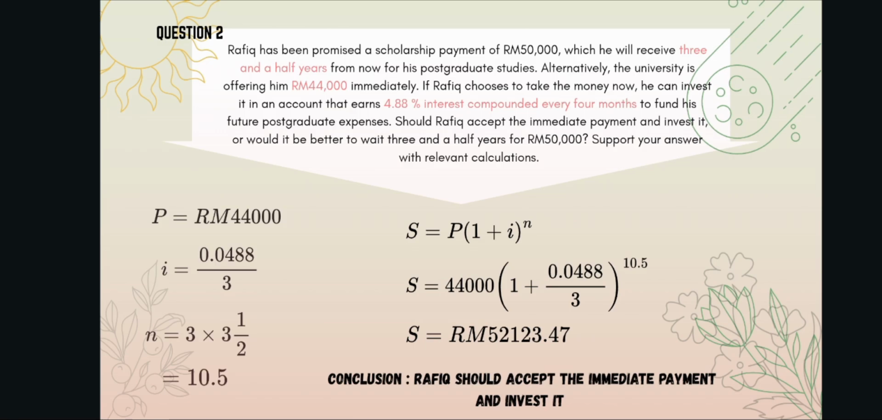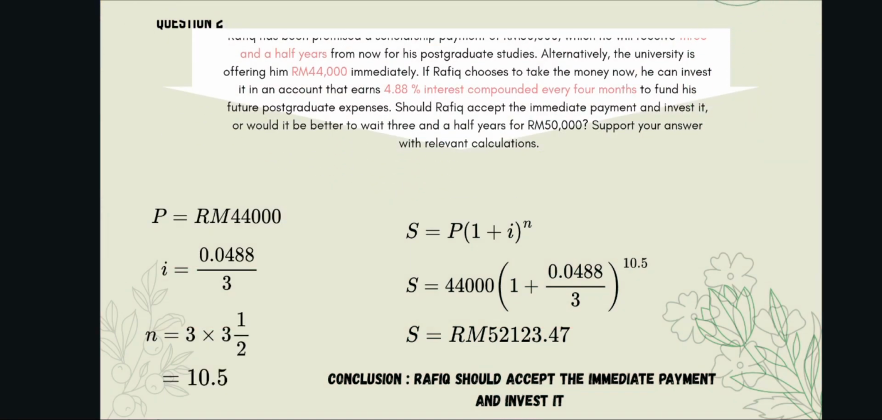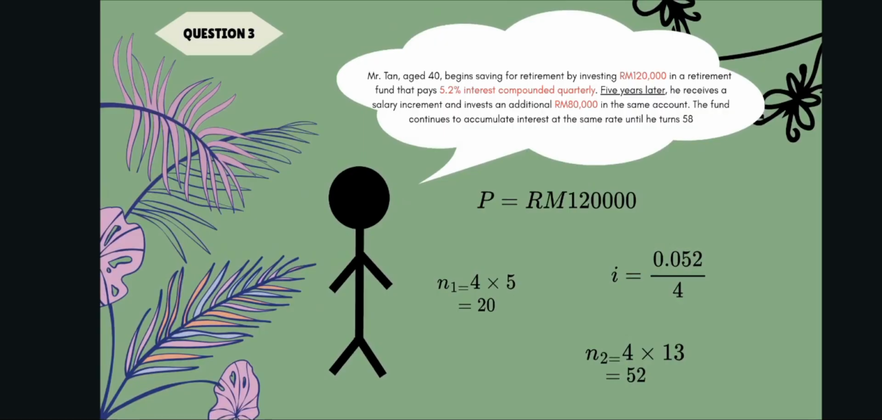P equals RM44,000, I equals 0.0488 over 3, N equals 3 times 3.5, equals 10.5. The formula of compound interest is S equals P open bracket 1 plus I close bracket power of n. Now, substitute the values. S equals 44,000 open bracket 1 plus 0.0488 over 3 close bracket power of 10.5. After calculating, we get S equals RM52,123.47.